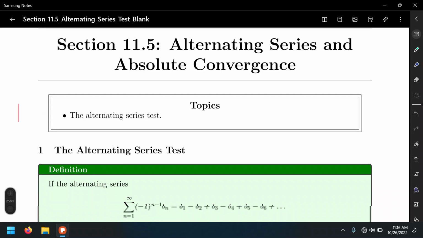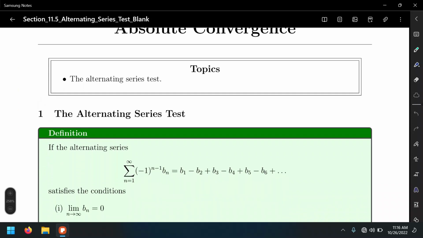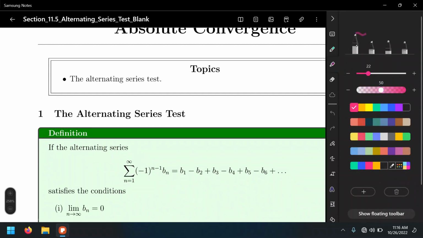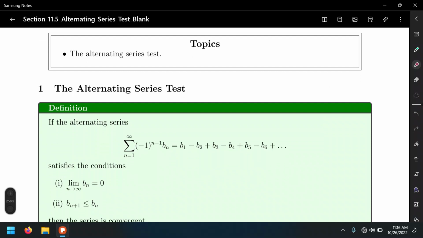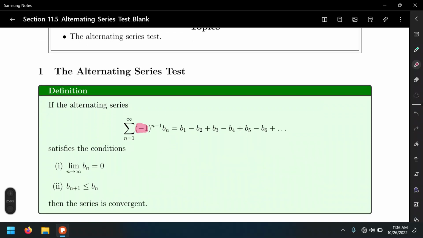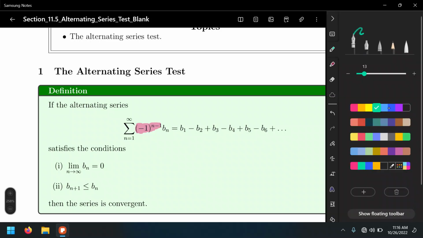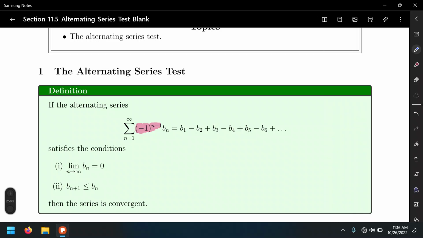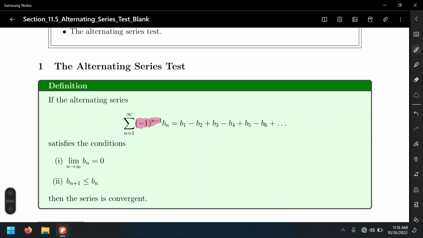And this is a really big group of series that contain this special factor, -1 to the n minus 1. That's how you can identify an alternating series. But of course, this is not the only option. There are other possibilities like -1 to the n, or even -1 to the n plus 1. Either one of those three, that's for sure an alternating series.